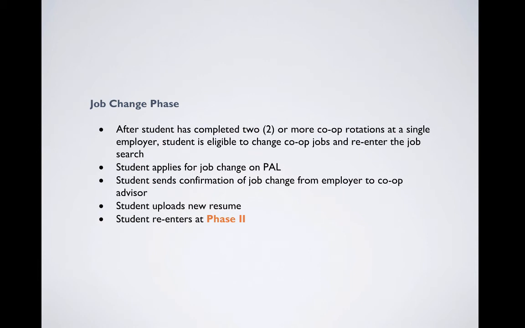You actually have to go through PAL in order to apply for that job change. It's really easy to do. And then once you've done that, that triggers some notifications in the system that the co-op advisor needs to contact you, and you need to get confirmation from your employer that you're not coming back, because they'll get an email once your advisor approves that job change, letting them know that you're not coming back. So if you haven't had that conversation with your employer that you're not coming back, and they get this email, they might be very confused, and you're going to want to let them know that you're doing that before you even apply for that job change.